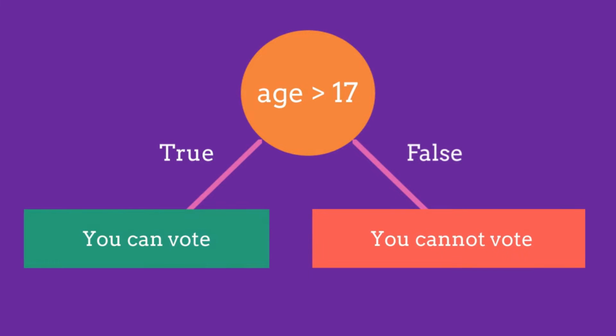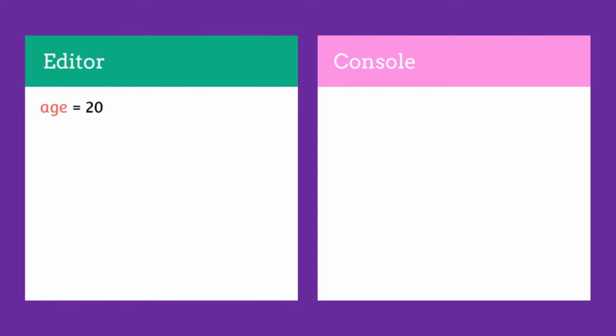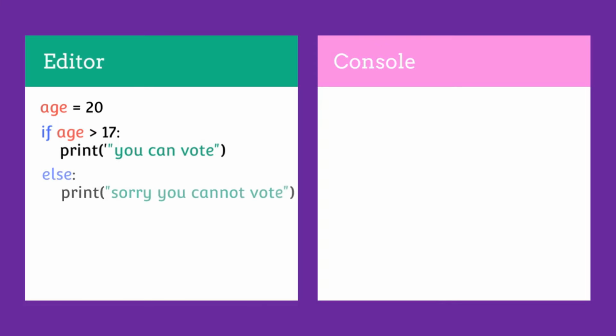Now let's look at an example. Let's say we are making a voting system where we need to make sure the age is greater than 17, 18 or above. So here is how we can do that. First, we will make a variable holding the age of the user. For now, we will hardcode it to 20. Then we will write if age is greater than 17, print you can vote, else print sorry you cannot vote.